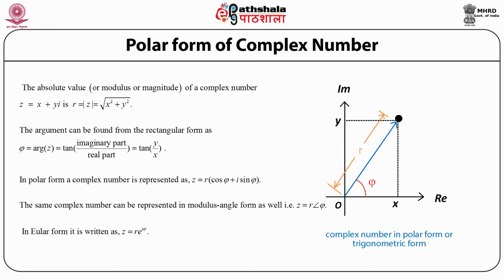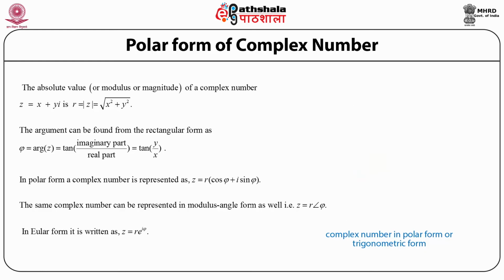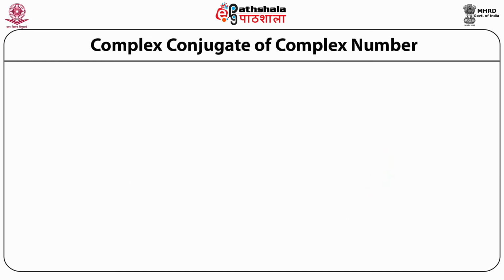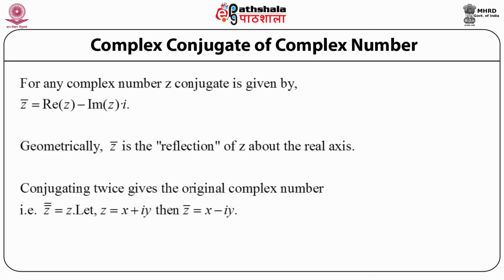In the polar form, the complex number can be represented as z is equal to r, which is the amplitude, times cos phi plus i sin phi. The same complex number can be represented in modulus angle form as well, where you can just write z is equal to r, then the angle symbol, and then phi. In the Euler form, it can be written as z is equal to r times e raised to the power of i phi.